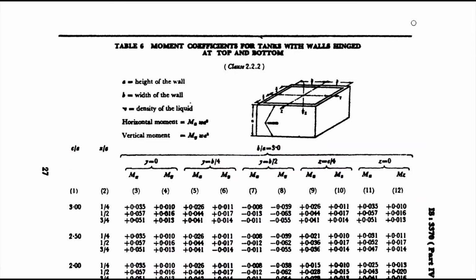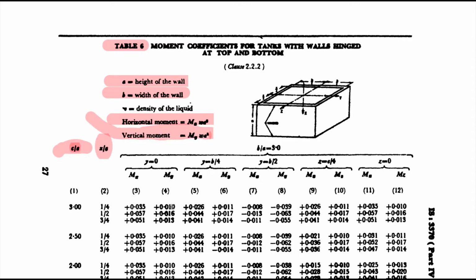Now here we have table number 6. In table number 6 we have one figure with Z, Y, A. A means the height of the wall. B means the width of the wall; we take B as the length. And C is the width of the wall. Which is the longer side we take as B, and the shorter side we take as C. Now here we have equations for the horizontal moment and vertical moment.